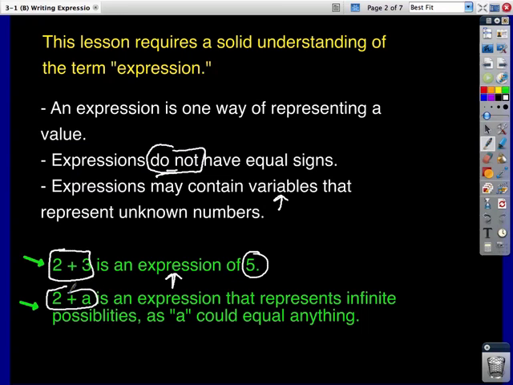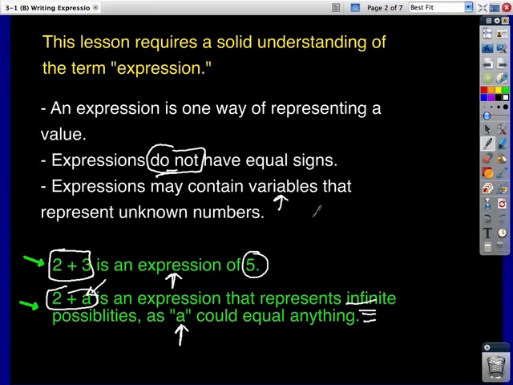But 2 plus a is an expression that represents an infinite number of possibilities, as the letter A in this equation could represent anything. It could be anything. So A could be a trillion, and 2 plus a trillion would be a trillion 2. So it represents an infinite number of possibilities. But they're both considered expressions.